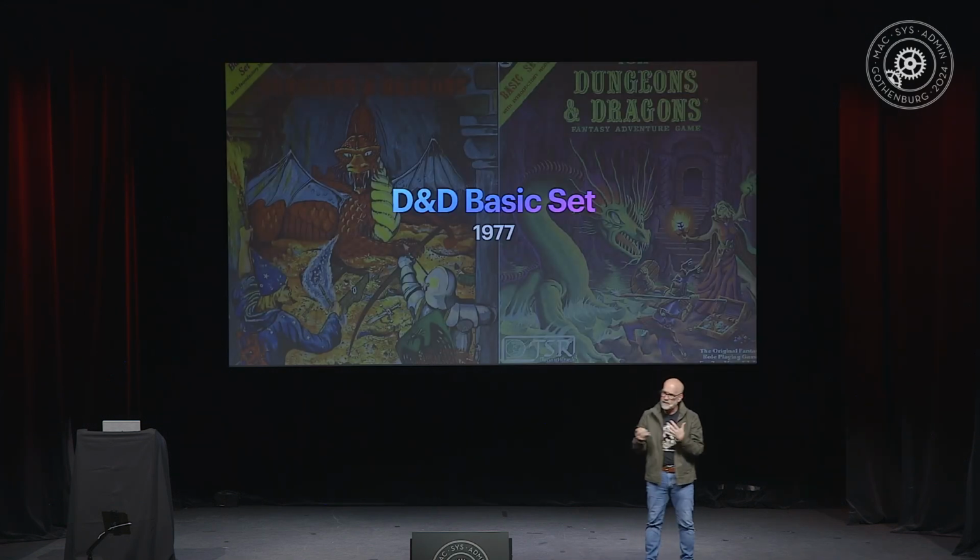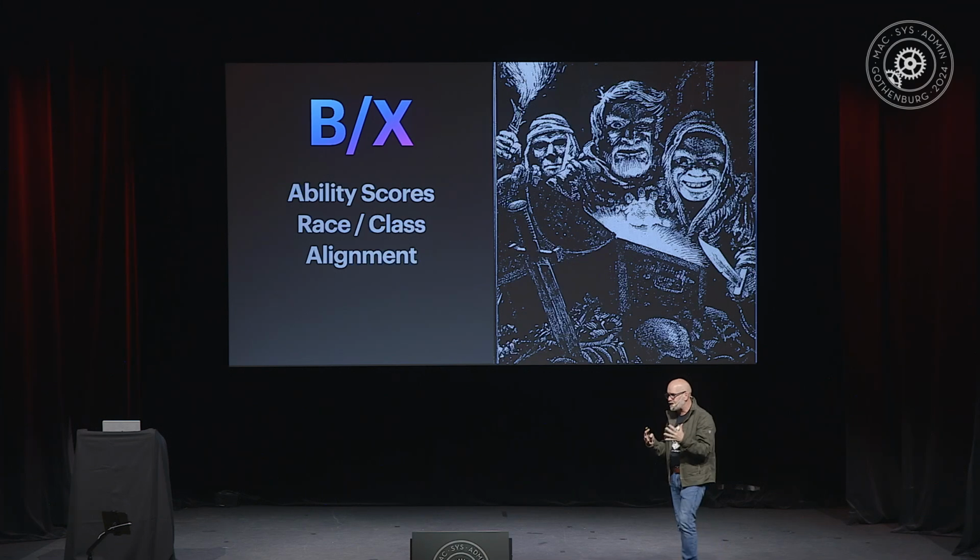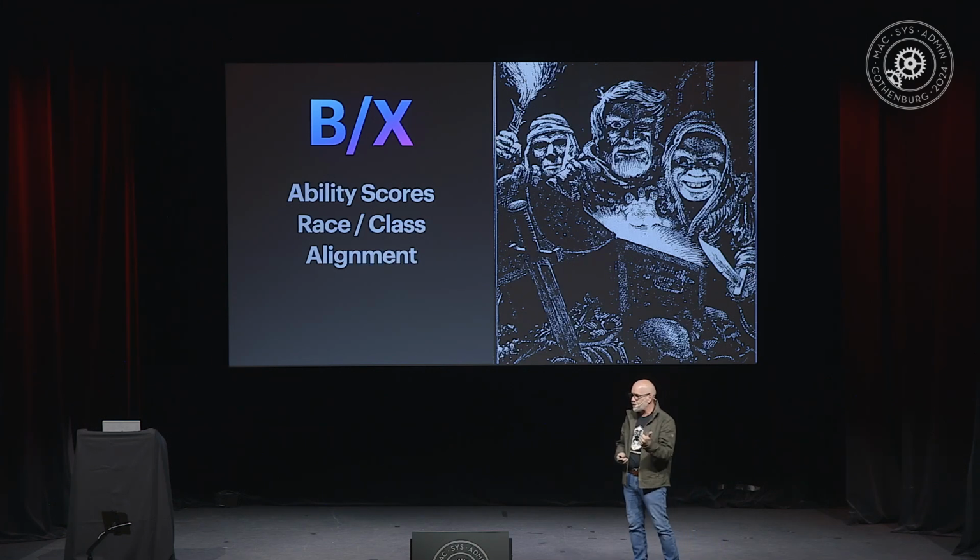The basic set comes out in 1977. This is an attempt to package the game for retail and make it available to more people. And it kind of reconceives this a little bit. You still have ability scores, the same 6, 3 to 18, but race and class are combined. So there's human, elf, dwarf, hobbit. They changed that to halflings for some obvious trademark reasons.